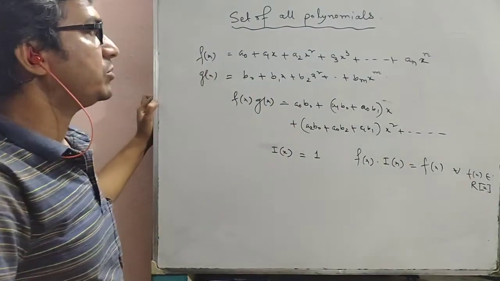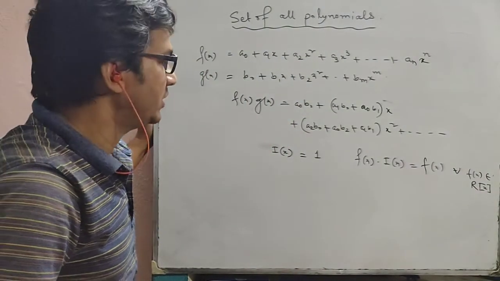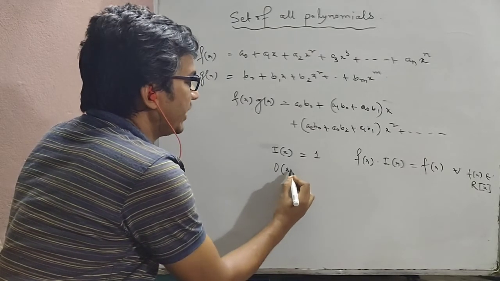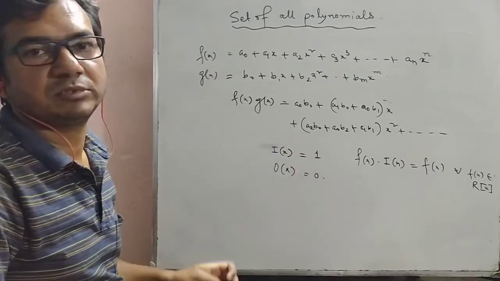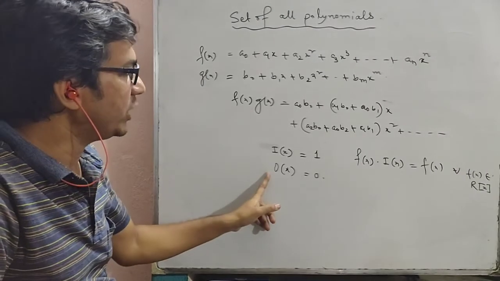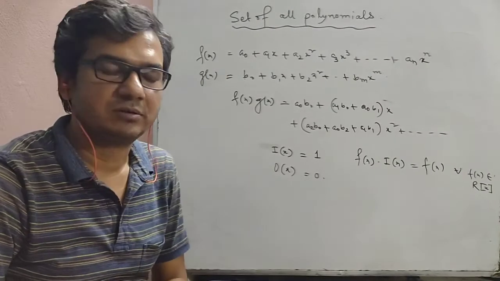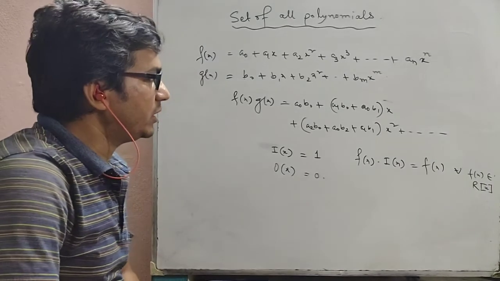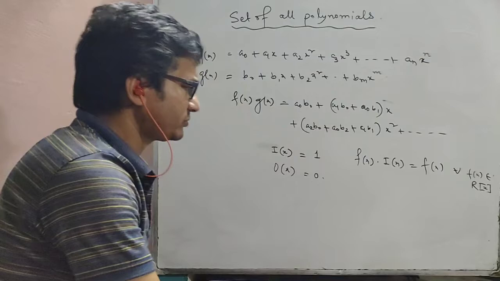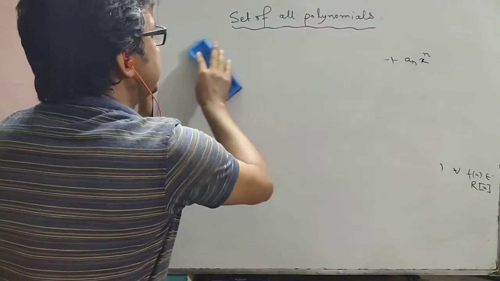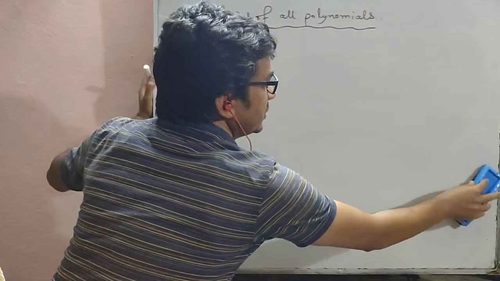This is the set of all real polynomials, and the zero element is 0 of x equal to 0. This is the zero polynomial. Okay, this is the zero element of the ring. Now we go to some basic properties of a ring.